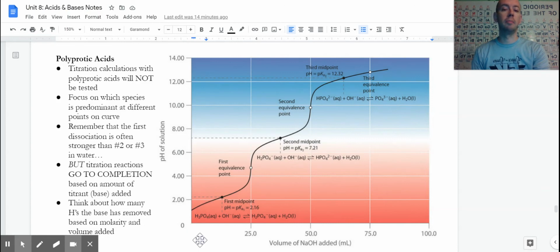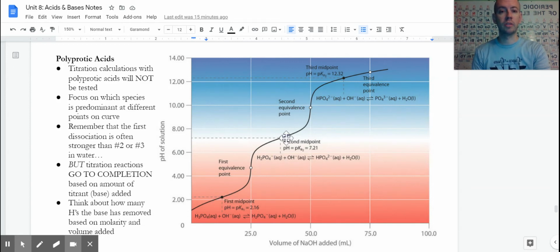The initial acid in this case is phosphoric with 3 hydrogens. So at the very beginning, obviously we have the most of that. And at the first equivalence point is when we've converted all of our H3PO4 to H2PO4-. So this is where we have no more H3PO4 and it's all turned into H2PO4-.